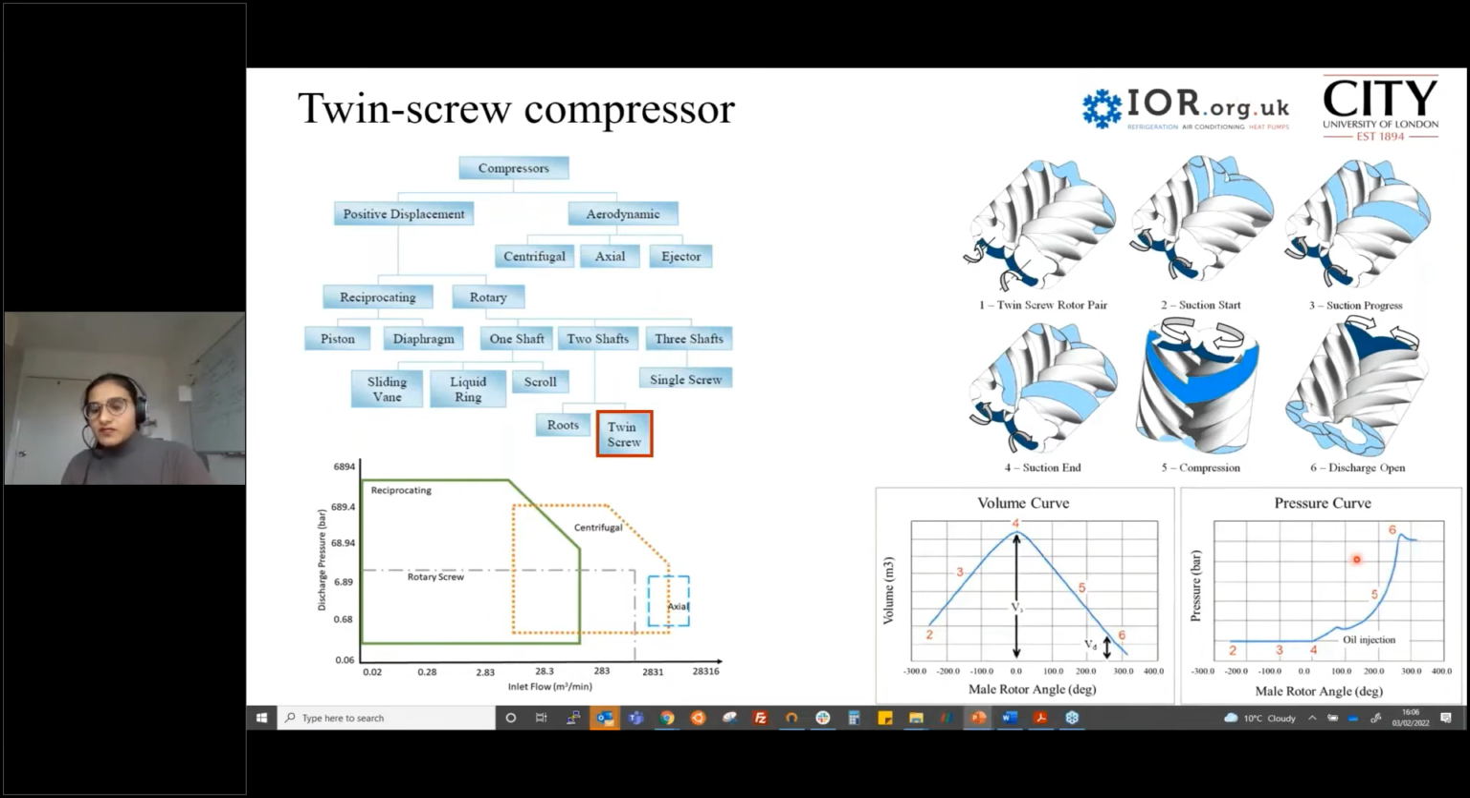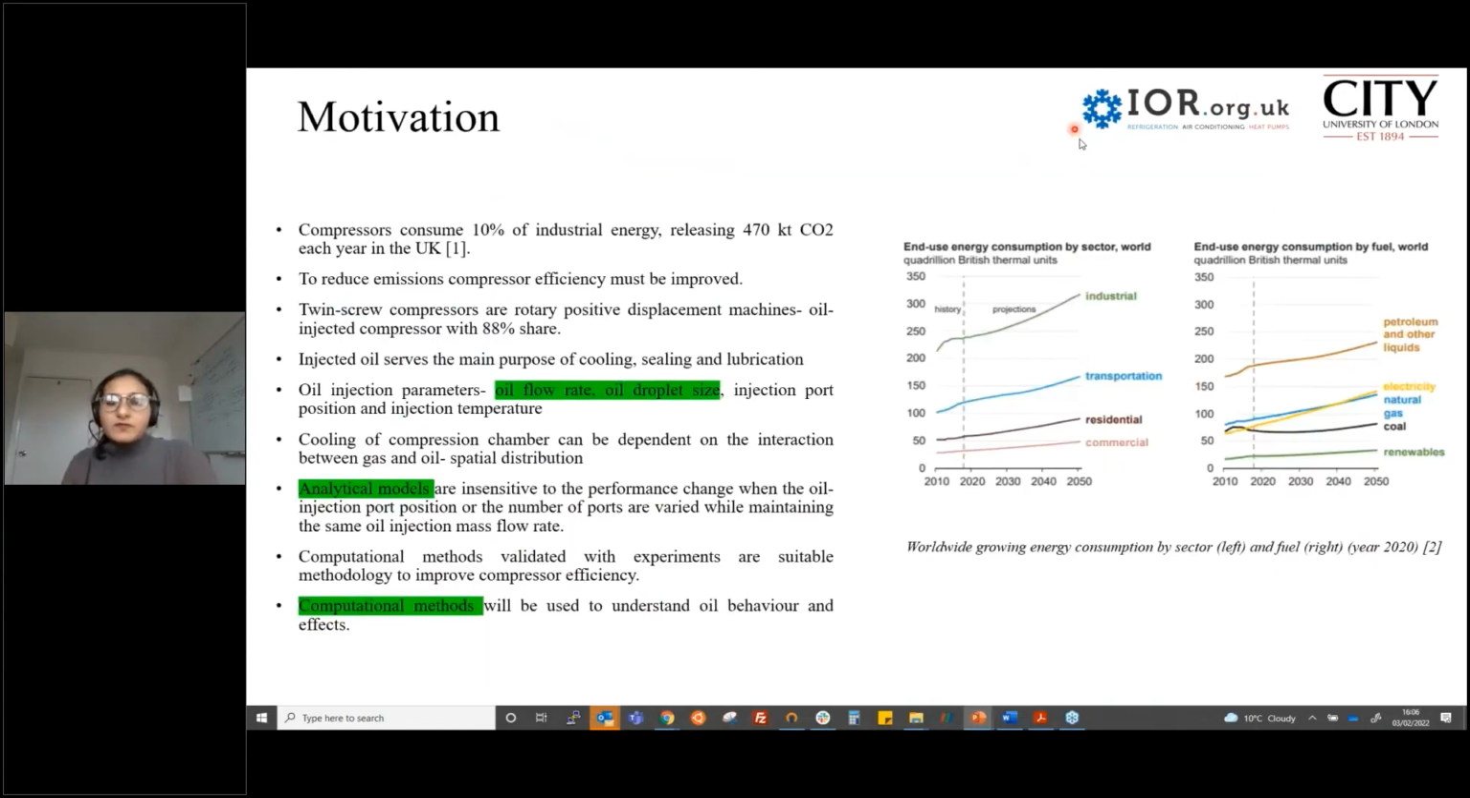Okay, so on to the next slide. What is the motivation behind the research, why am I doing what I want to do? That's because we know that compressors consume a huge amount of industrial energy. And in the next few years, at least until 2050, according to the chart here, this is expected to increase substantially. That would emit a whole lot of emissions into the atmosphere. In order to reduce these emissions, we have to make these machines more efficient.